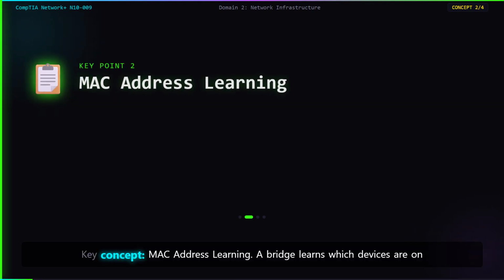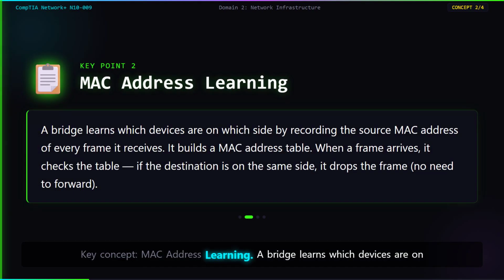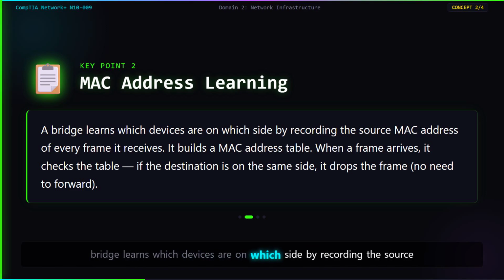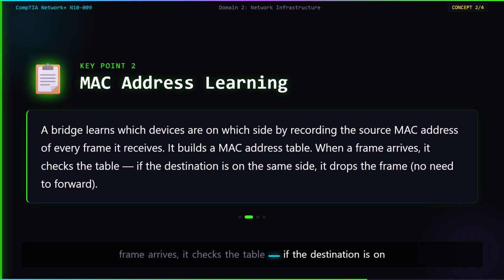Key concept: MAC address learning. A bridge learns which devices are on which side by recording the source MAC address of every frame it receives. It builds a MAC address table. When a frame arrives, it checks the table. If the destination is on the same side, it drops the frame, no need to forward.